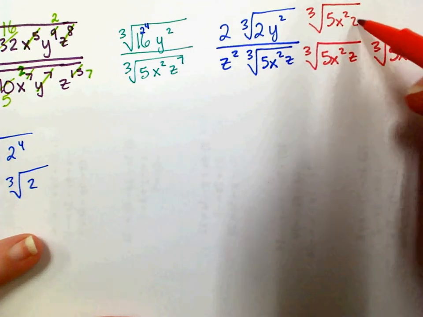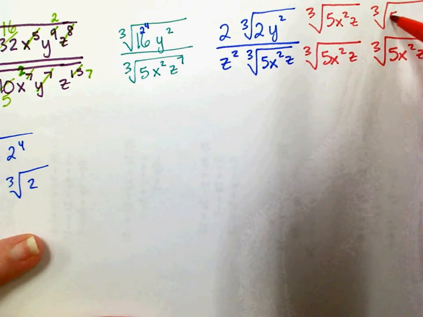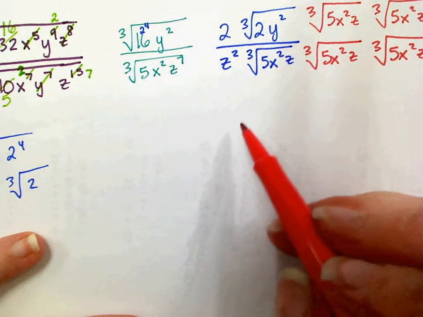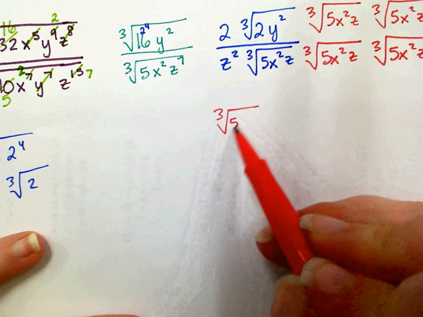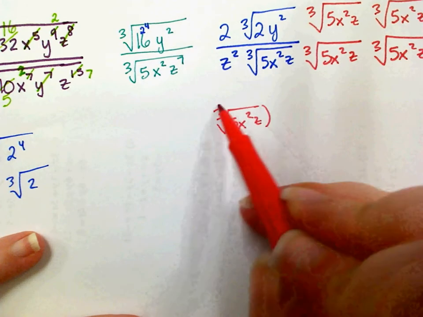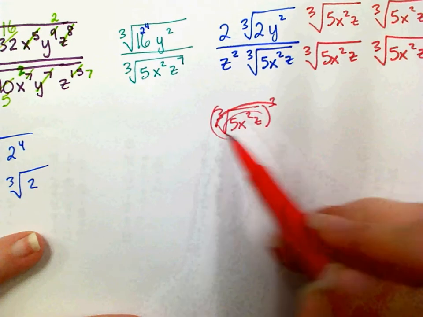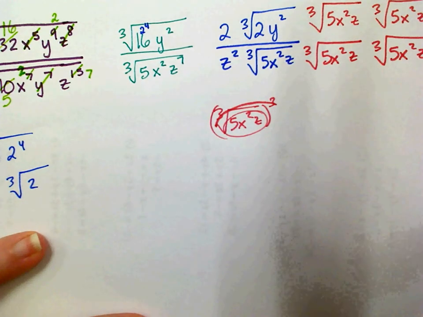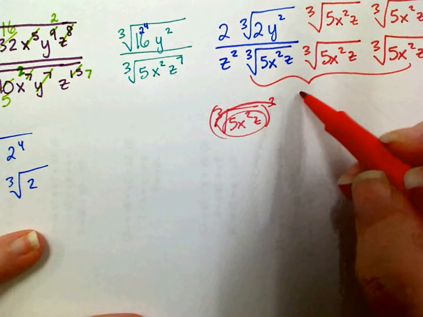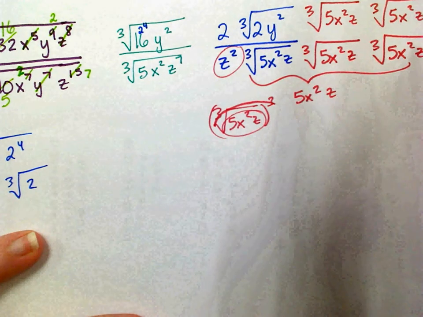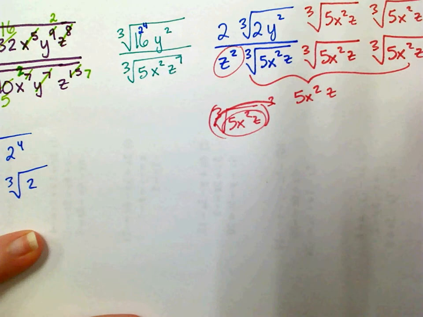Okay? And the reason why we do that is because if I take the cubed root of 5x squared z and I cube it by multiplying it by itself 3 times, those cancel each other out. I'm just left with 5x squared z, meaning I no longer have a cubed root. So this is 5x squared z, but I'm multiplying it times another z squared. So that means my denominator is 5x squared z cubed. So I got 5x squared z times z squared.